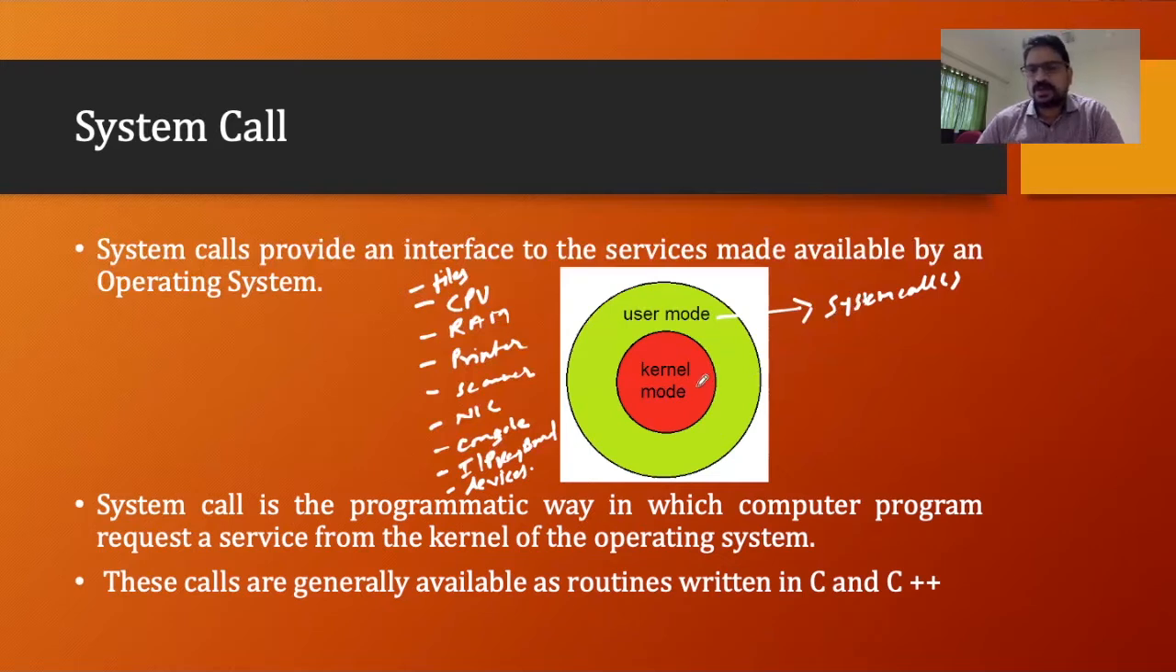And in the kernel mode, we know that we don't require any type of system call. Kernel mode itself can use all the resources related to the system. So it is called privileged mode. In the privileged mode, we actually don't require any type of system call.